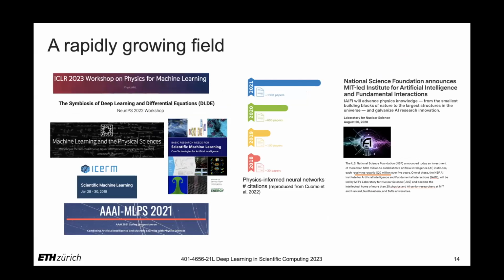So yeah, I said the field is really rapidly growing, and there are lots of workshops that have happened in top machine learning conferences over the last couple of years that focus on this combination of physics and machine learning, or scientific machine learning in general. If you look at some of the key papers in the field, for example, physics-informed neural networks, which we have maybe two or three lectures on, the number of citations has been growing exponentially since its publication. And if you look at some of the big institutions, there's been a lot of funding poured into scientific machine learning. For example, MIT recently announced AI-Fi, an institute for AI and fundamental interactions. The idea is to research the intersection of fundamental physics and machine learning and how they can help each other.